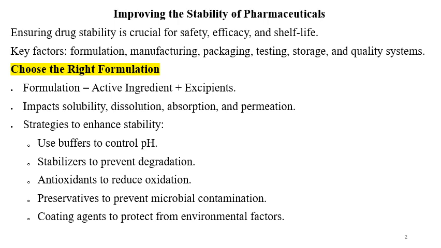So first is the formulation composition, and formulation development and design. Improving the stability starts from the right formulation. Choose the right formulation because the formulation is the combination of active ingredients and the excipients. This API and excipient combination undergoes the manufacturing process and then the packaging process.